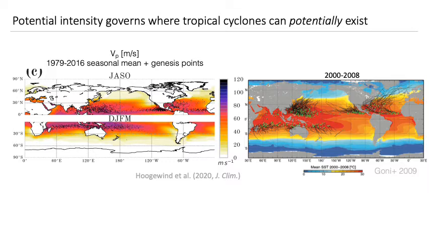But you can see the genesis points generally and the storm tracks generally lie in regions where this potential intensity is reasonably large. And I'll say it also generally does a good job of explaining where the strongest storms on Earth are generally found, which is usually the West Pacific Ocean, because that's where the potential intensities are the highest.